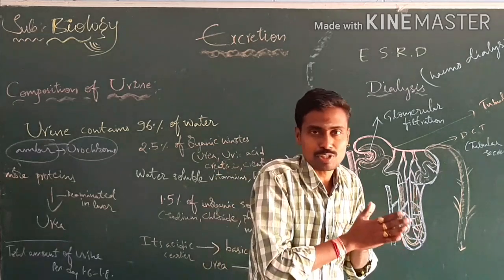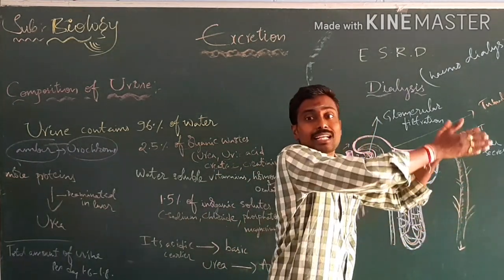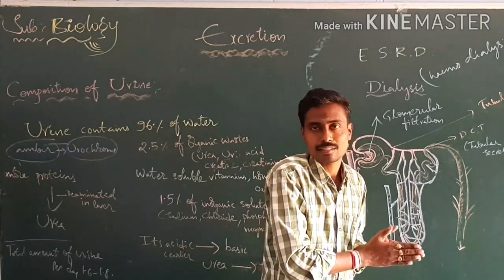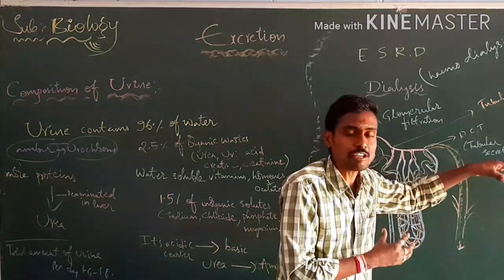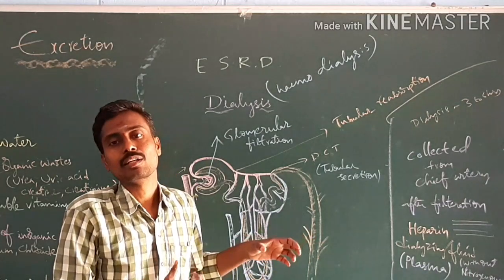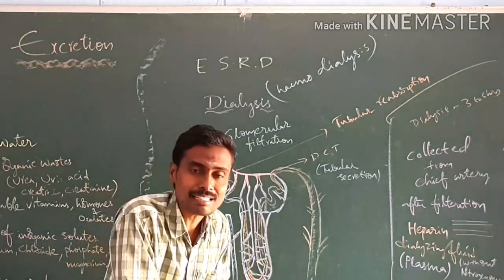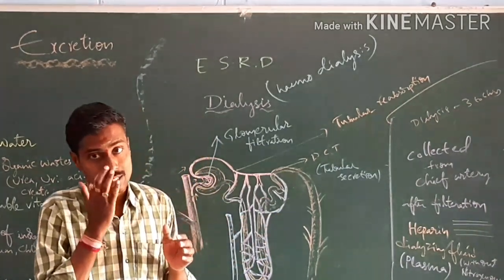Yes, nitrogenous wastes mainly. Then how is it being done? First of all, that has to be collected, isn't it? How is it being collected? From where is it being collected? From the chief artery of the patient. Those waste materials are collected into the dialyzing machine. Let us see how the dialyzing machine looks.